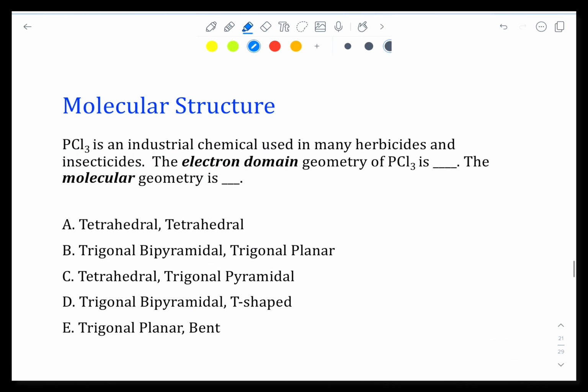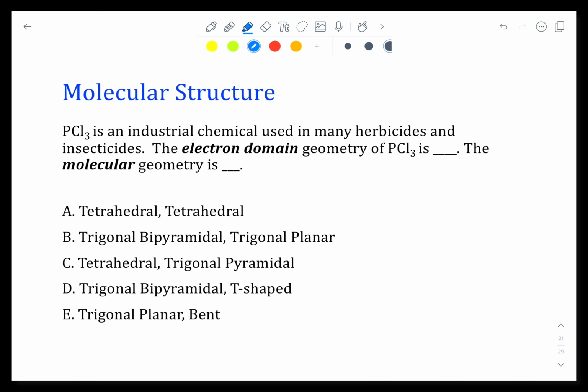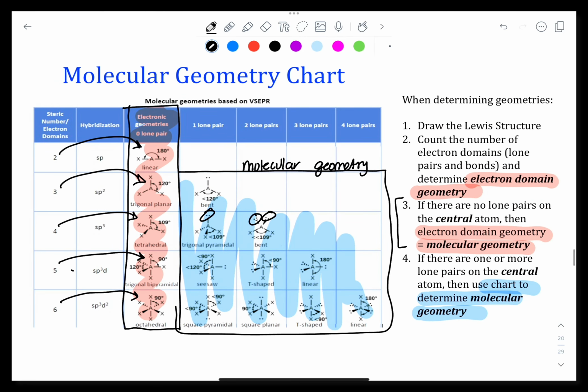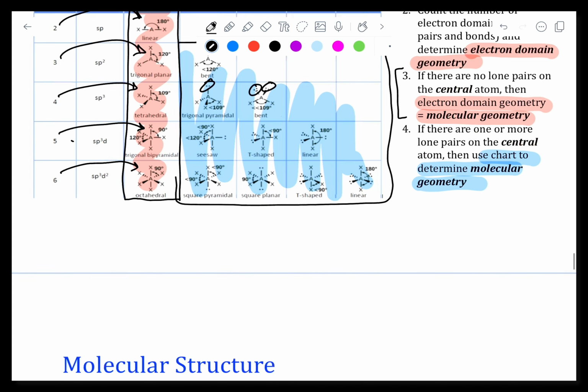Okay, so let's practice that. So we have PCl3, an industrial chemical used in many herbicides and insecticides. The electron domain geometry of PCl3 is what? And the molecular geometry is what? So let's look back. Our first step is to draw the Lewis structure and then count the number of electron domains, and that's going to give us our electron domain geometry. So let's do that.